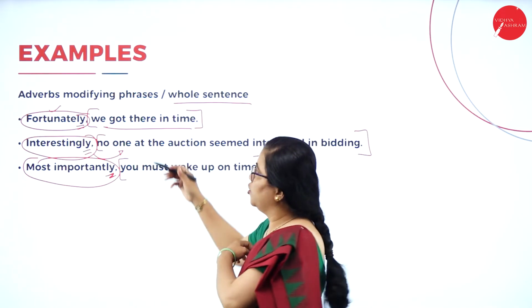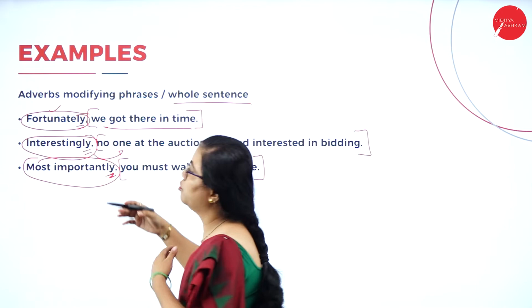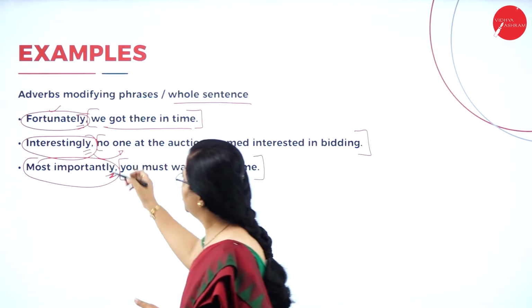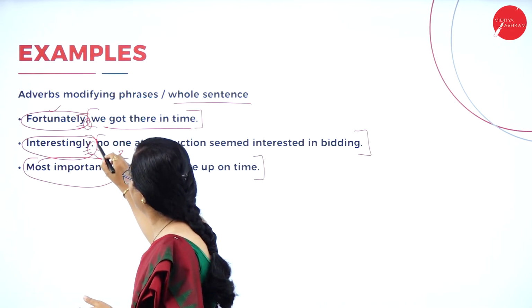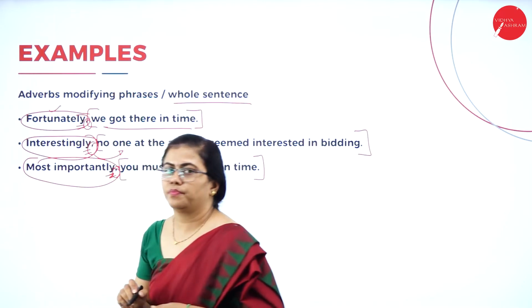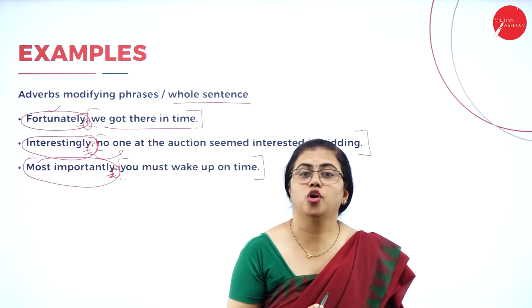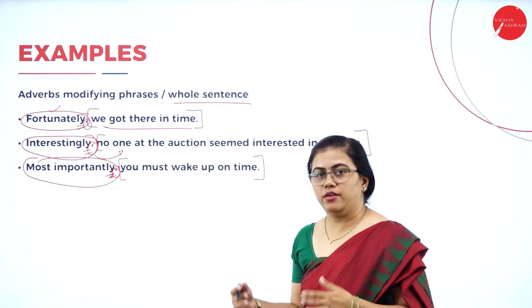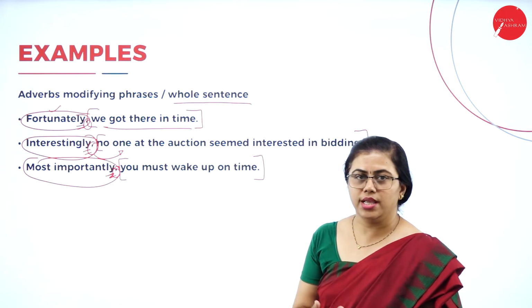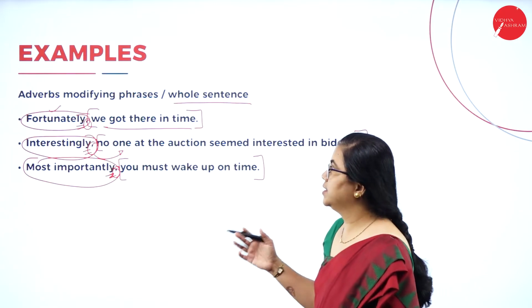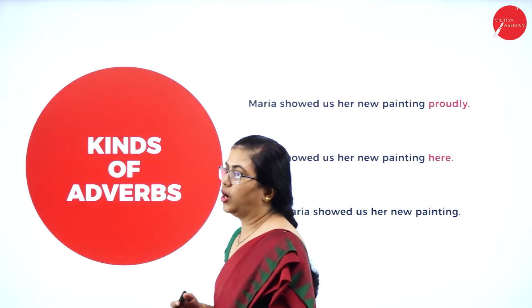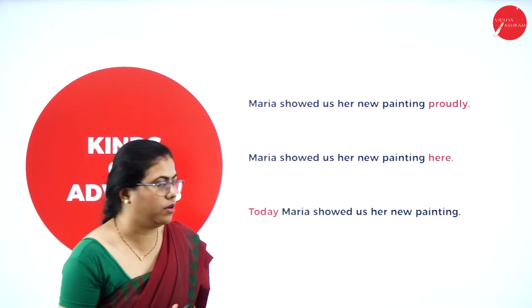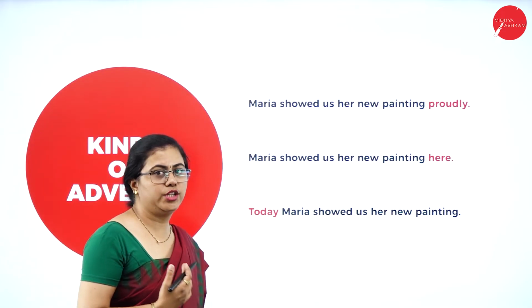So whenever you use adverbs in the beginning in order to modify the whole sentence, make sure you use a comma after the adverb. So these were the examples of adverbs that modify the whole sentence. I think this concept is clear to you. Now we have to understand about kinds of adverbs.